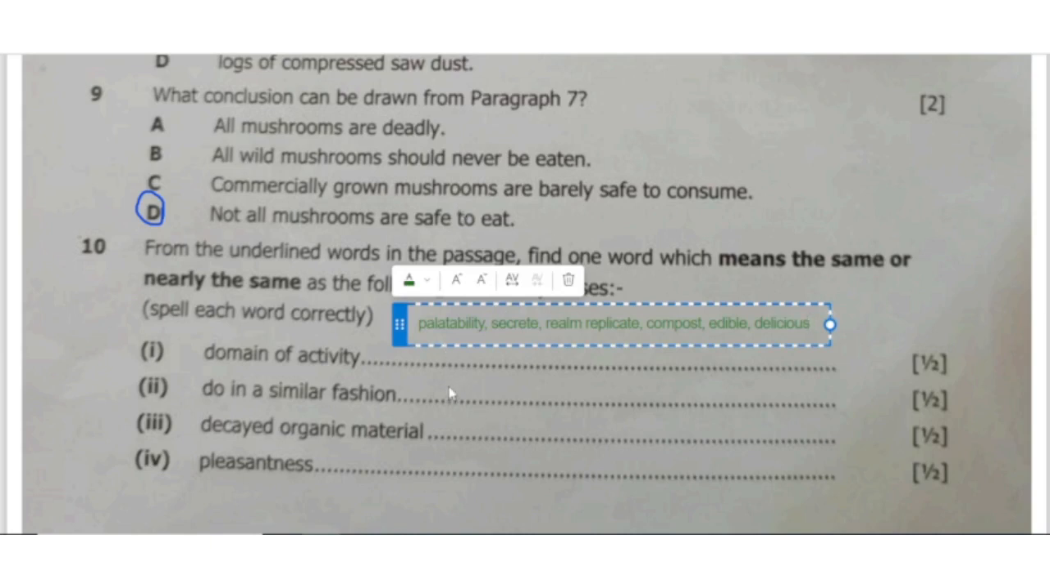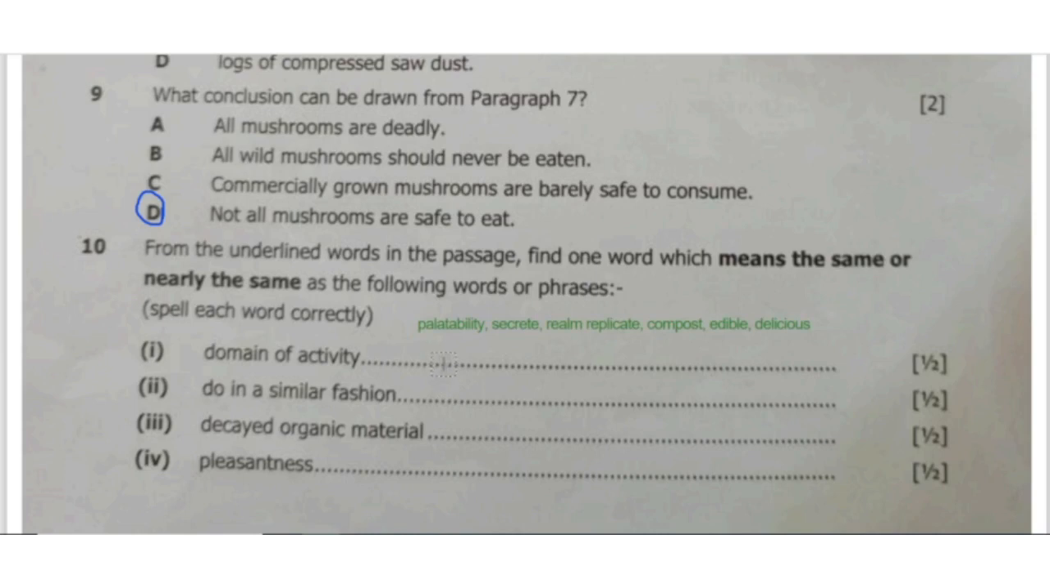So we start now finding words that can mean that. We come to decayed organic material, so we can use this word composite. I'll just be picking those I can pick at random. Composite, we know anything that has decayed forms composite. Do in a similar fashion, that is replicate.